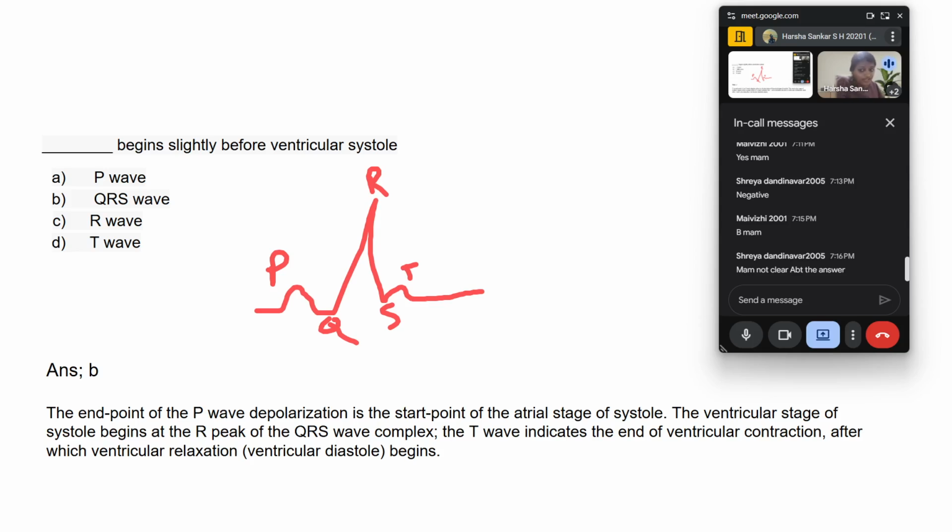So our question was, dash begins slightly before ventricular systole. So it should be the QRS wave, just before. Because the ventricular contraction is happening at the R peak only. During the R peak ventricular contraction is starting and it is getting completed by the T wave only. So just before, the correct answer will be QRS wave. Ventricular systole is related with QRS wave. Remember that.